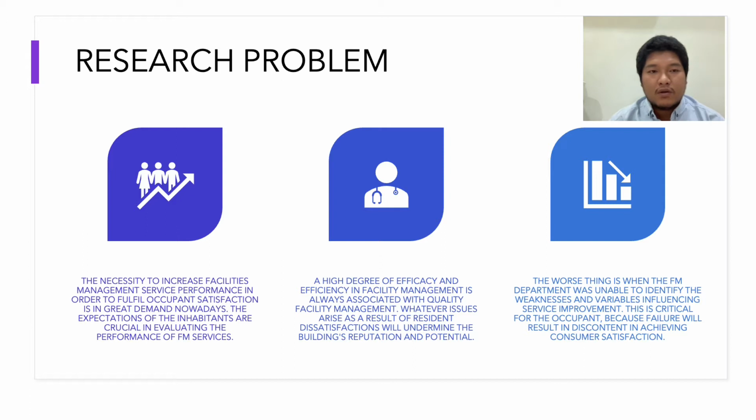The third research problem, and the worst thing, is when the FM department was unable to identify the weaknesses and variables influencing service improvement. So that is the last research problem.